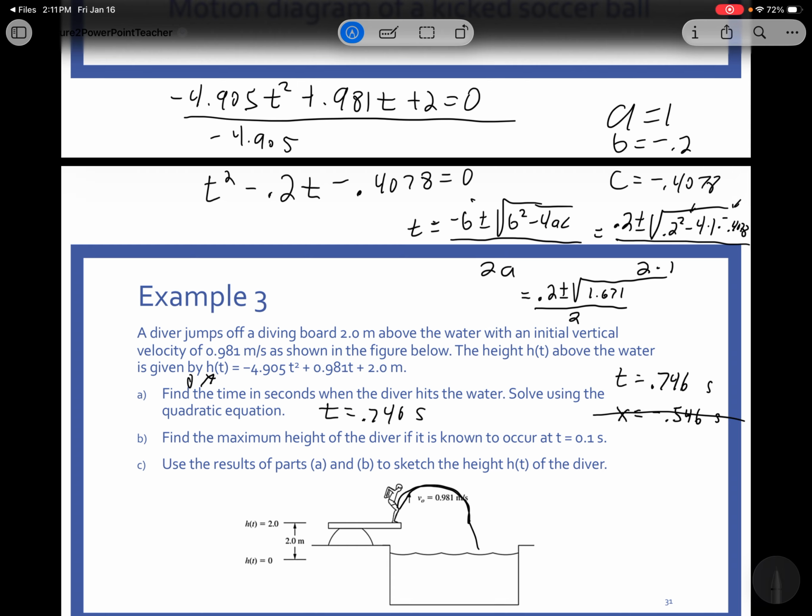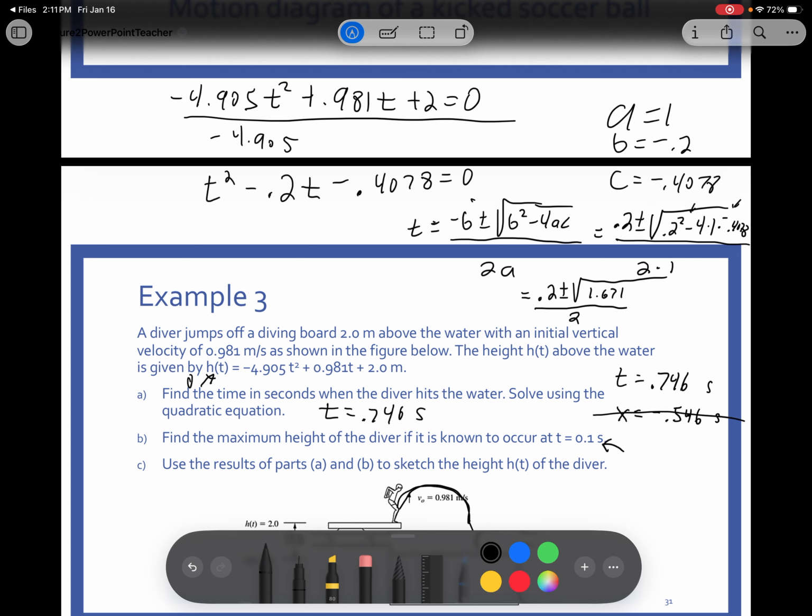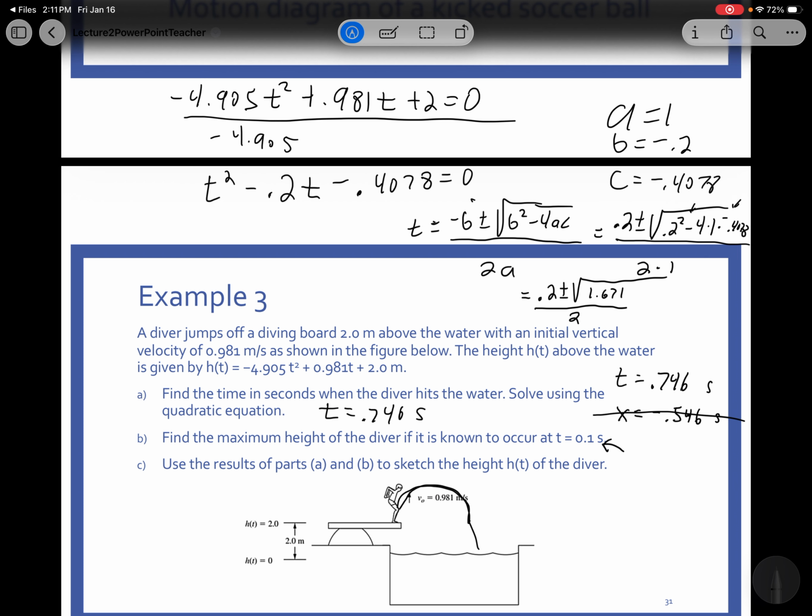Find the maximum height of the diver if it is known to occur at 0.1 seconds. So this is our capital H, and we're given the time that we would have. So this whole equation here is the result for H. So now, to solve this problem, we just look at H at 0.1 seconds. And that is the maximum height, so we know that will be capital H. And everywhere there's a T, we put in 0.1.